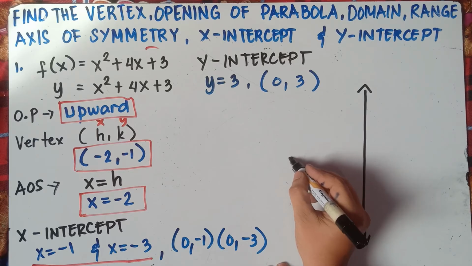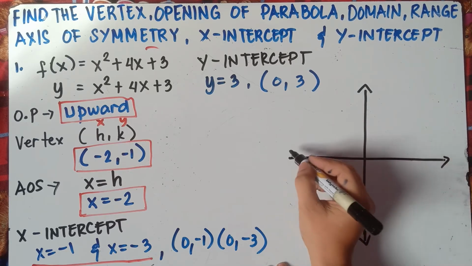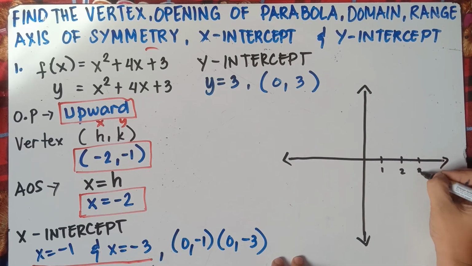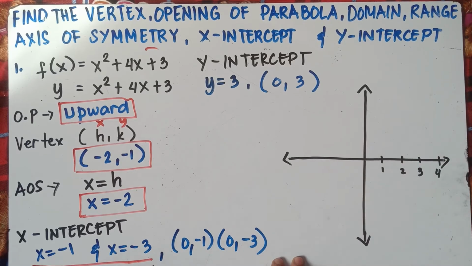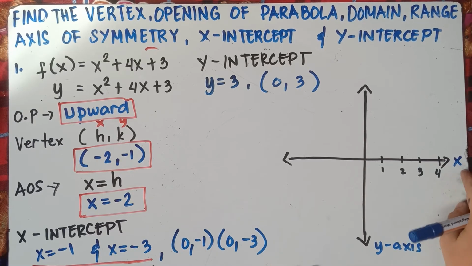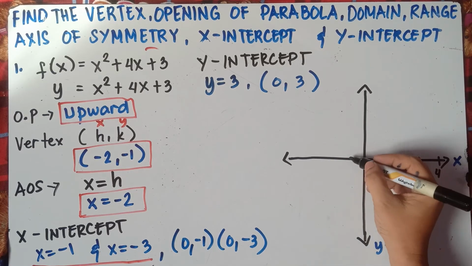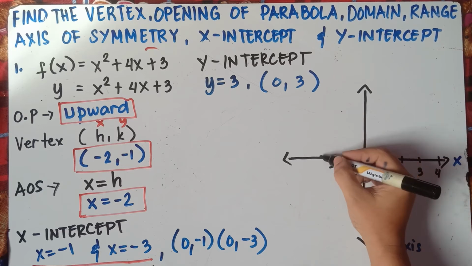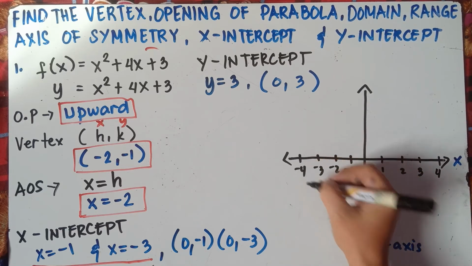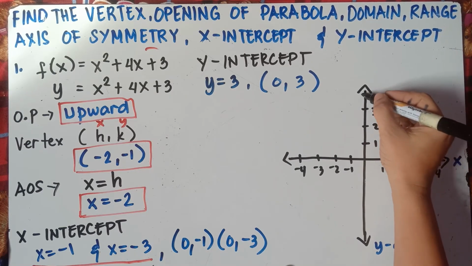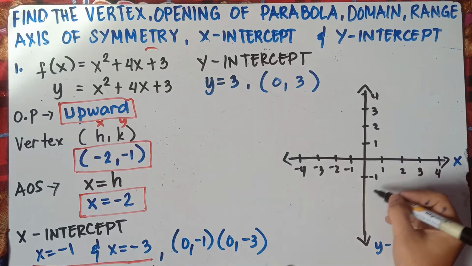Quite complicated, right? So I hope you're still with me, class. So this is 1, then 2, 3, 4. Once again, this will be our x-axis, and this will be our y-axis. We don't have enough space, so I will just put x. For the x-axis, of course, there will be positive numbers to the right and negative numbers to the left. In our y-axis, positive numbers upward and negative numbers downward.